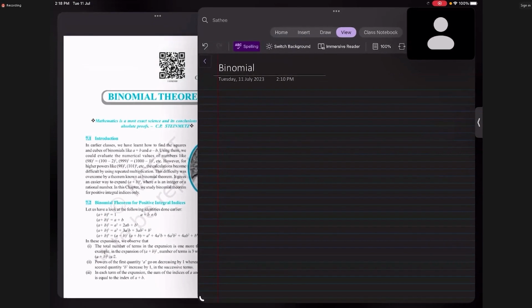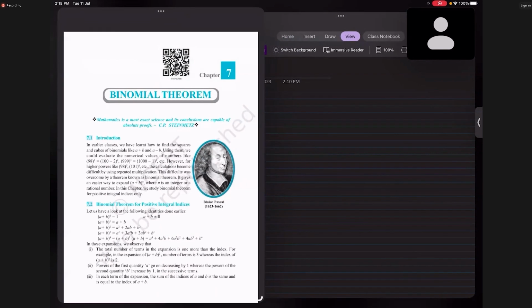Before starting with this chapter, a brief introduction about myself. So I cleared my JEE Advanced in 2020 and currently I'm pursuing my electronics and electrical communication undergraduate at IIT Kharagpur. So I'm currently from Lucknow and today I'll be here to discuss this chapter with you all. Okay, so that's all about myself, and without further delay, we'll get started with this chapter.